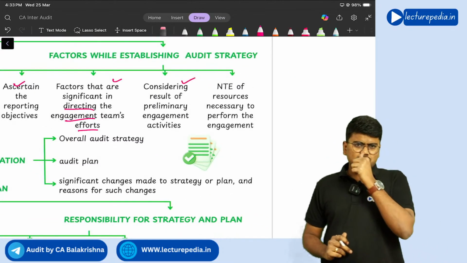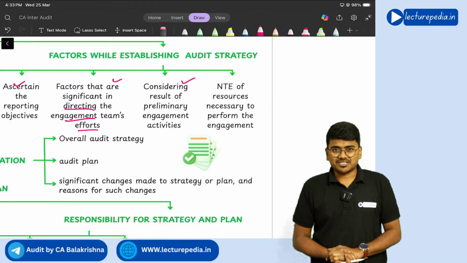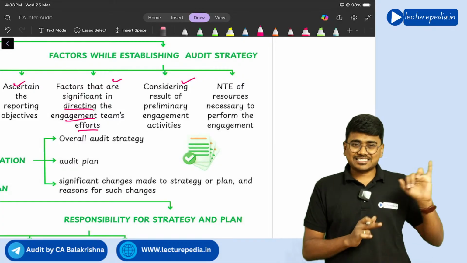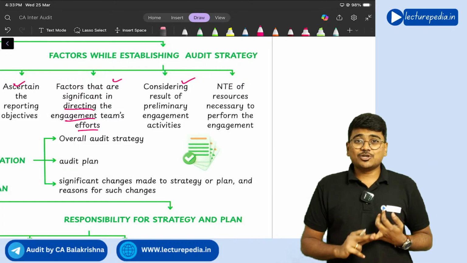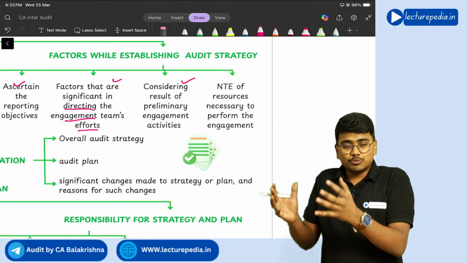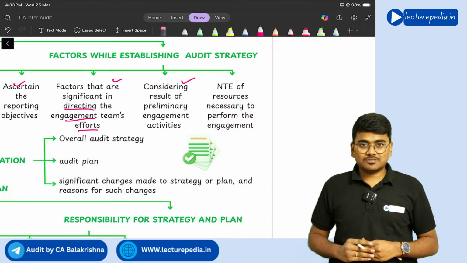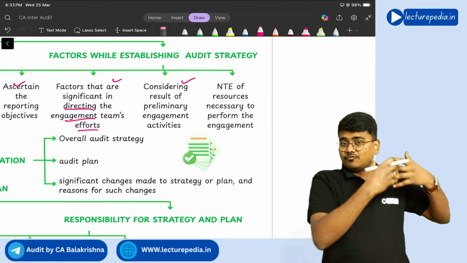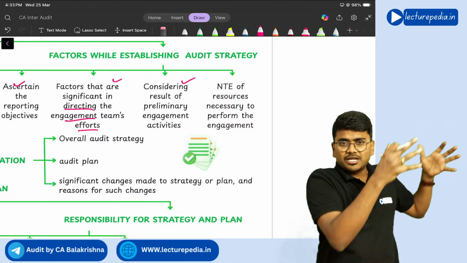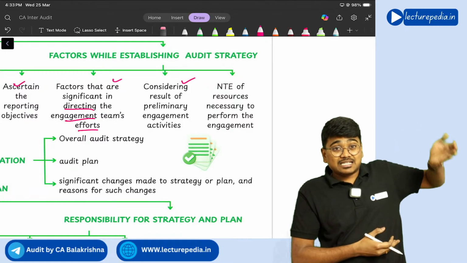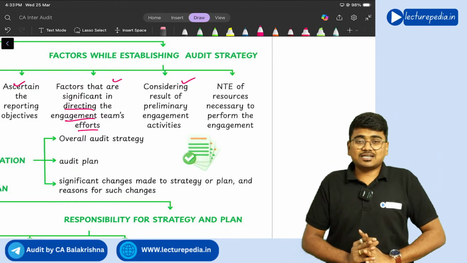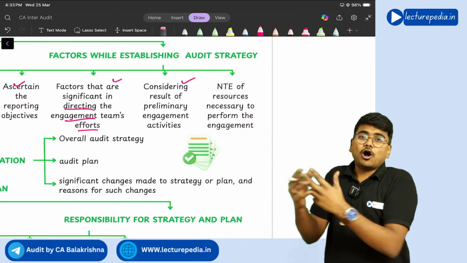And consider the results of preliminary engagement activities. What are the preliminary engagement activities? Client acceptance and continuance procedure, whether you will be able to act ethically and whether you will be able to comply with independence or not. So those things you have already performed, these preliminary engagement activities. The results of those preliminary engagement activities also you should consider while developing the audit strategy.